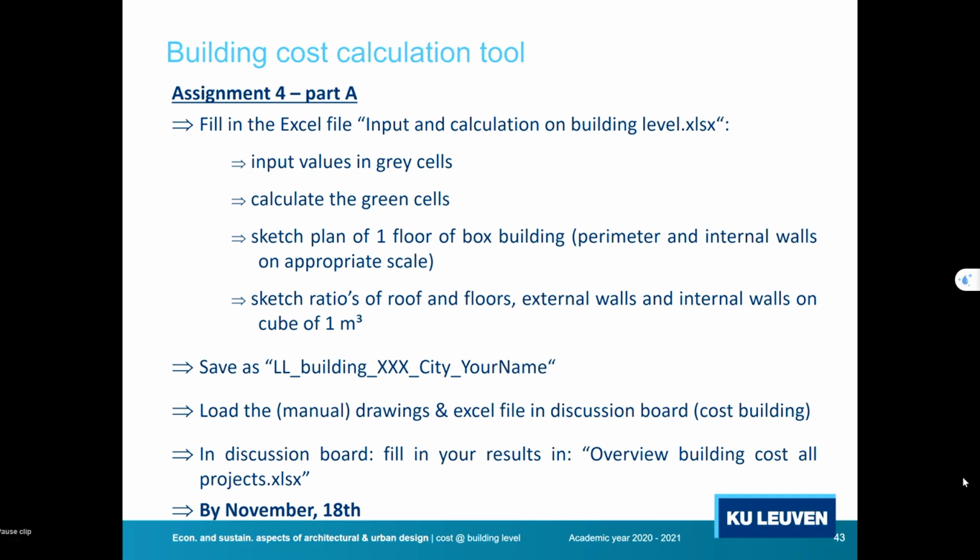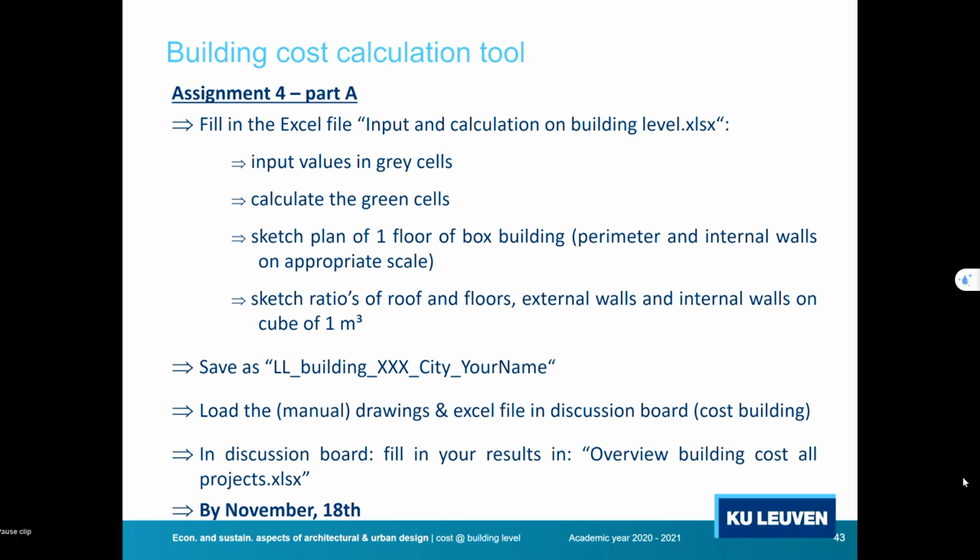Based on the green cells that you have calculated, you sketch the plan of one floor of your box building. So you determine based on the ratios the equivalent width and depth of this rectangular building, and also based on the length of the internal walls of your building, you draw the internal rooms, assuming that all of these are square rooms and the total length should be identical in your box building and in your real building.